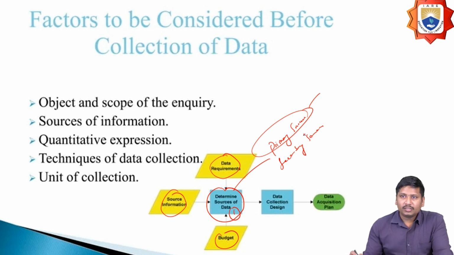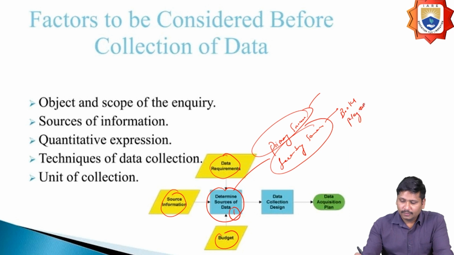These are all considered primary sources. Similarly, the secondary source is where you get the data from published material, like books, magazines, and newspapers. These are all considered secondary sources of data. Units of information are also very important, and the budget is also going to be important.